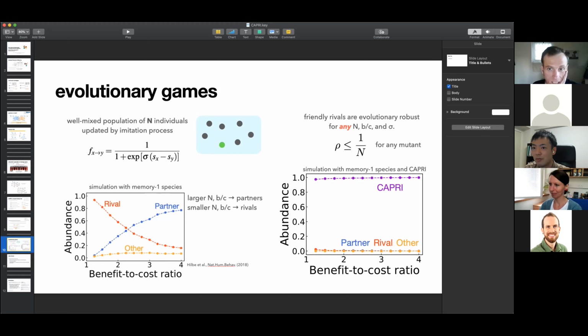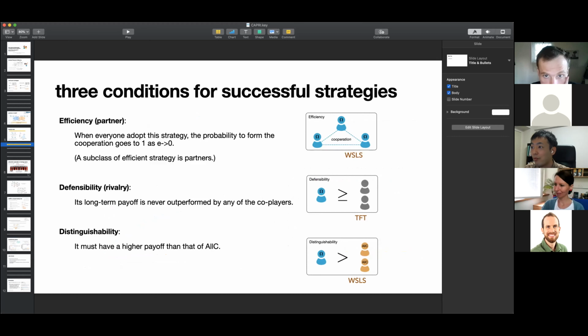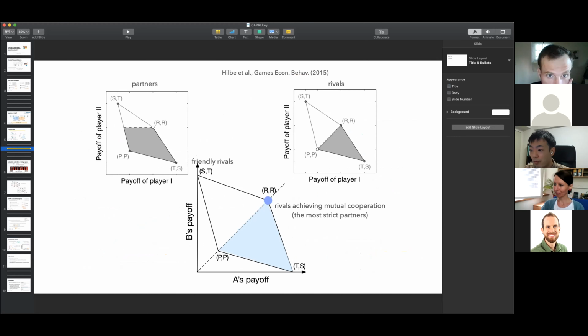Okay, thank you. There's a question now in the question and answer box. Great talk. Did you try Capri with strategies in the Axelrod tournaments? I am curious whether it can beat TFT or generous TFT.